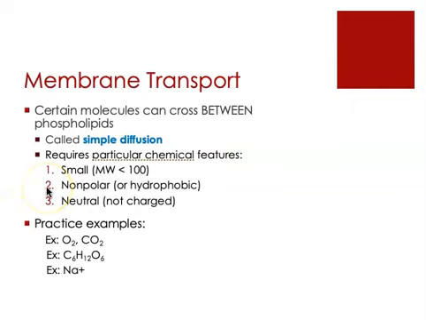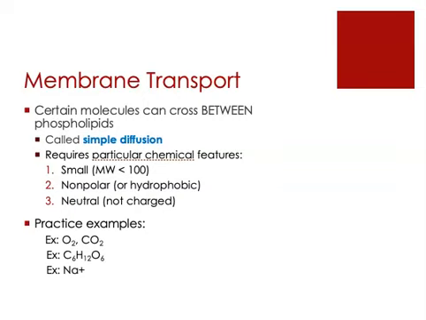Now, the second characteristic that a molecule has to have to use simple diffusion is non-polar. Remember, we said for now we're going to think about that word non-polar, meaning hydrophobic, water-fearing. So a molecule needs to have that non-polar or hydrophobic quality in order to cross a membrane with simple diffusion. The last characteristic that's needed is neutrality. In other words, molecules cannot have a charge on them. If they have a charge, they won't be able to use simple diffusion to cross the membrane.